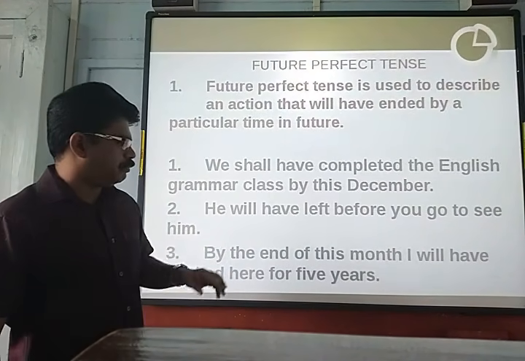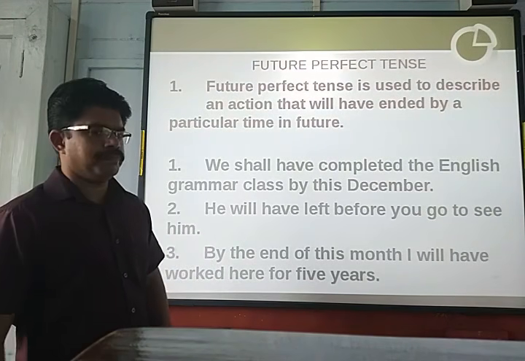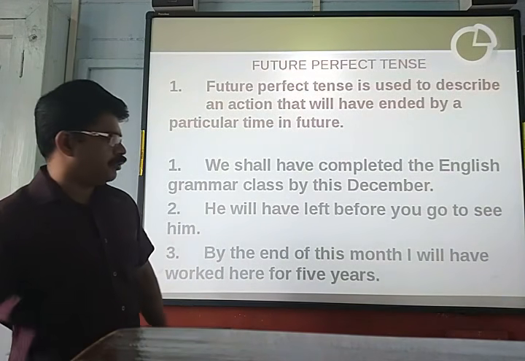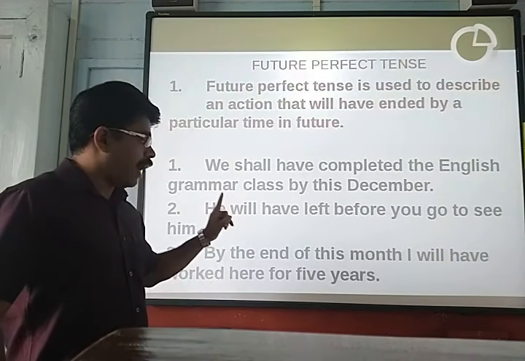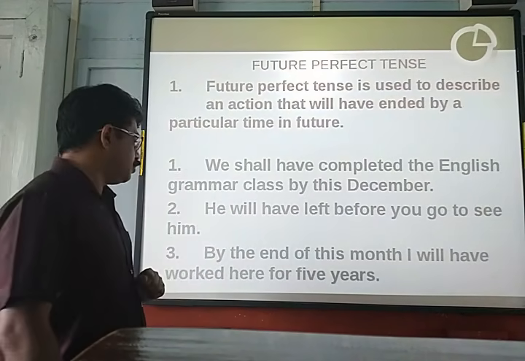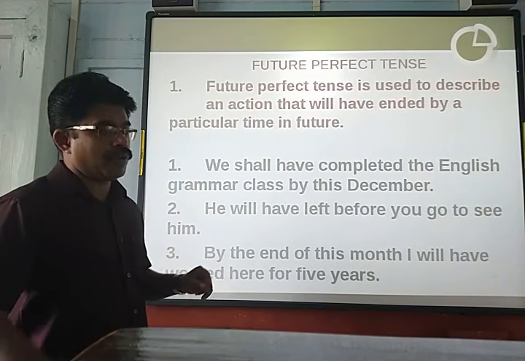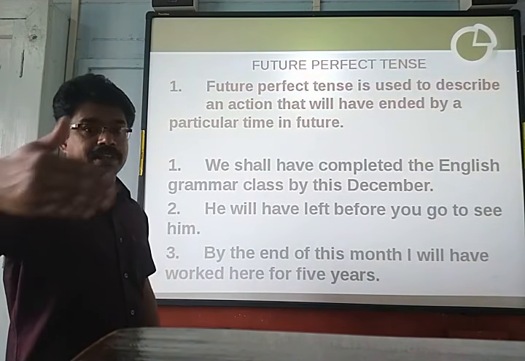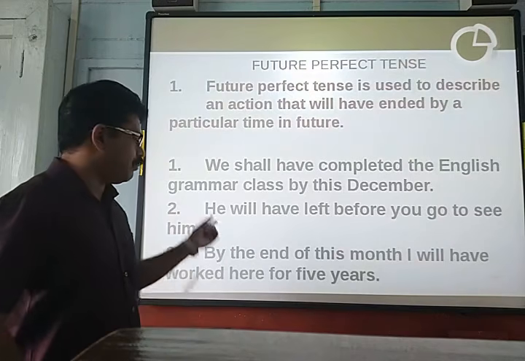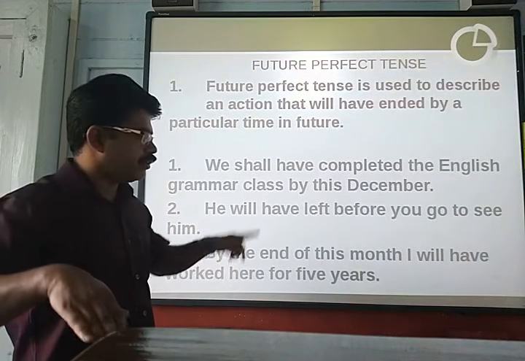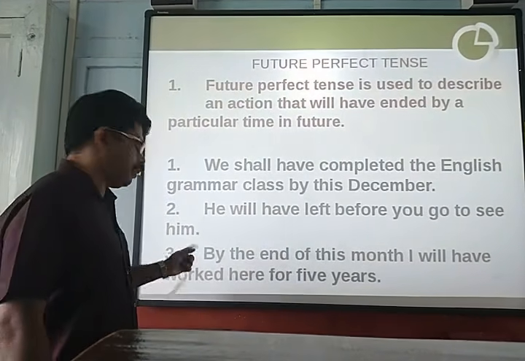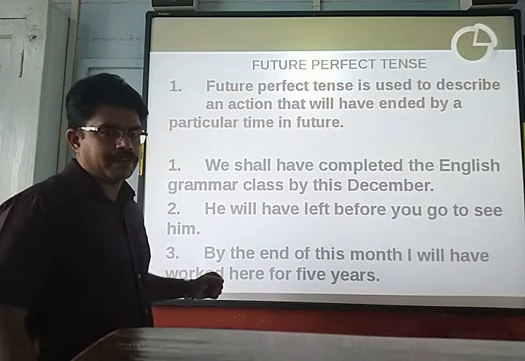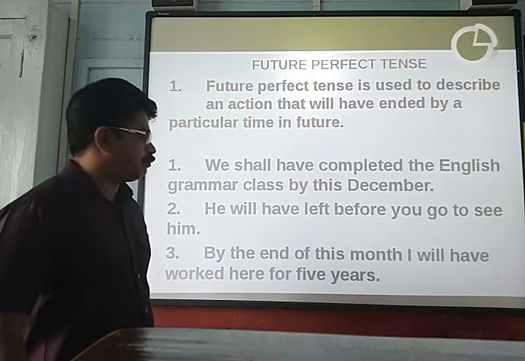He will have left before you go to see him. Two actions. You will go to meet him, but he will have left at that time. So, activity that will have completed in the future, something that would have taken place, completed. So, he would have gone. He will have left before you go to see him. So, he will not be there. He will have already left.